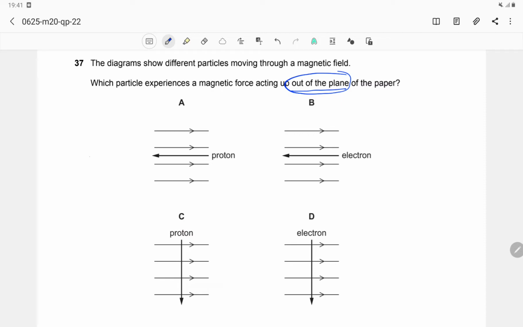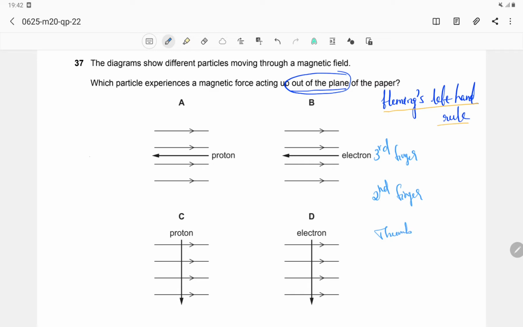So here you have to use Fleming's left hand rule. When you use Fleming's left hand rule, the first three fingers are important. The third finger, the second finger, that is the index finger, and the thumb. These are the three fingers, where the third finger represents the direction of current: in which direction the current flows, in that direction you have to point the third finger.